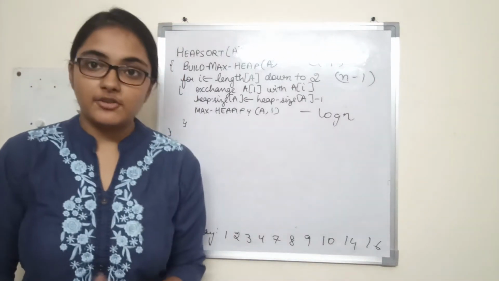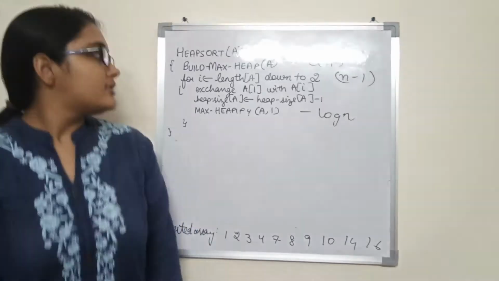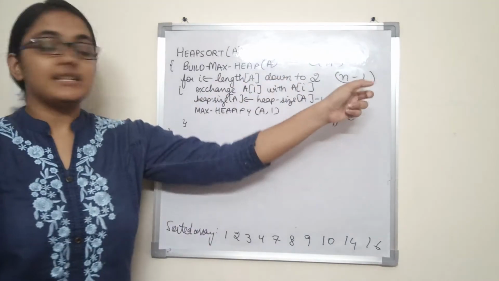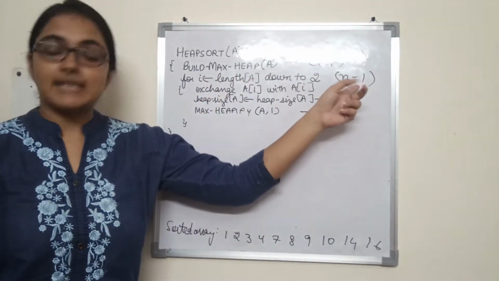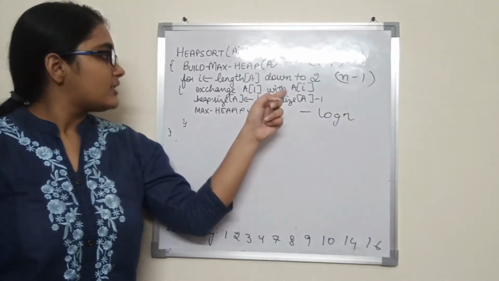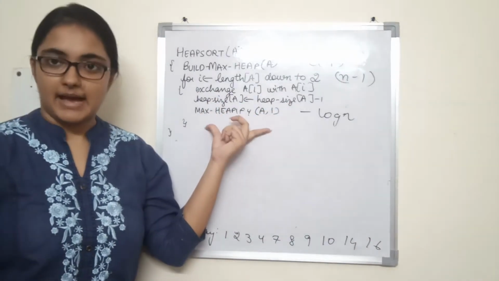Alright, so in the previous video we talked about heap sort. Now let us see the time complexity of heap sort, right? The for loop runs n minus 1 times, that is n down to 2. From n to 2 it runs, so it is n minus 1 times, right? This is a constant time statement, this is a constant time statement. The only time taking statement is max heapify, right?